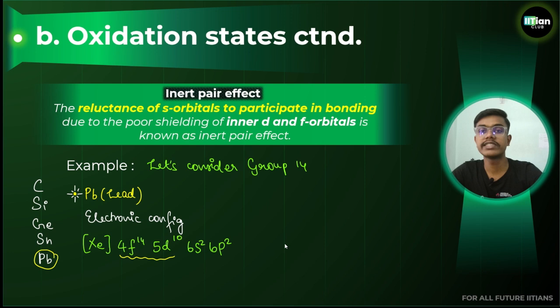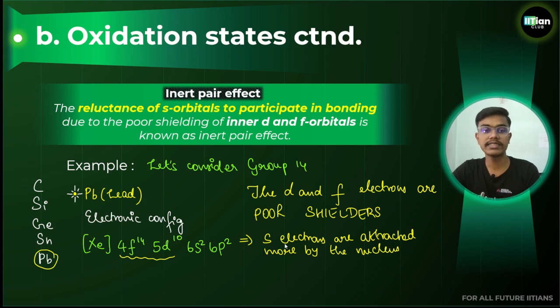These electrons are poor shielders, and because of this the s electron gets attracted more towards the nucleus. When the attraction towards the nucleus increases, the ability to participate in bonding reduces. So in this case, s electrons are not willing to participate in bonding. Hence, the maximum oxidation state of lead in this case will be 2 and not 4. Generally, it is 4 because the total valence electrons is 4, but in this case, it will be 2 because of the inert pair effect.